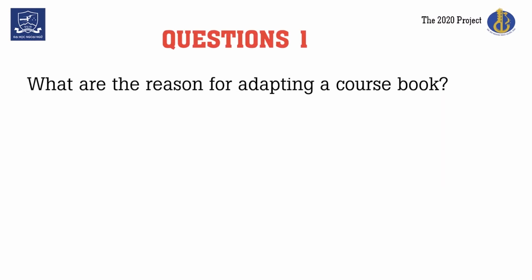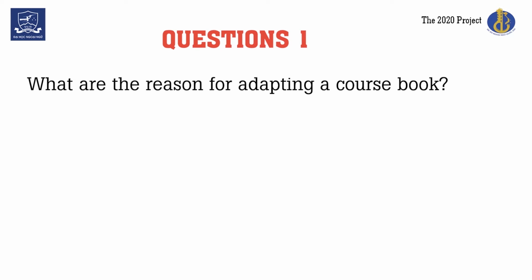Finish watching? Yes, got the answer? So what are the reasons for adapting a course book? A course book should be adapted because it does not meet the desired activities, or it does not fit the age, proficiency, the culture, or the contents, or it does not involve the student in the learning process as desired, or it does not align with the teaching philosophy.